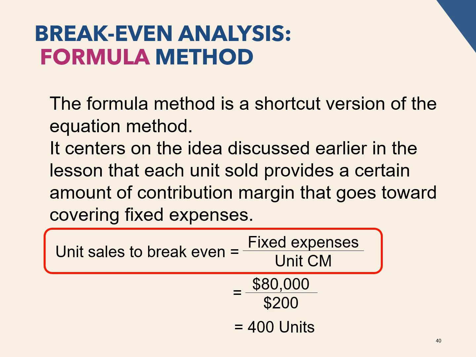We can also do the formula method for the break-even analysis. The formula method is a shortcut version of the equation method. It centers on the idea discussed earlier in the lesson that each unit sold provides a certain amount of contribution margin that goes toward covering the fixed expenses. So the formula is like this. Unit sales to break even is equal to fixed expenses divided by unit contribution margin. Our fixed expenses is $80,000 per month. Our unit contribution margin is $200, so 400 units would be our break-even point.